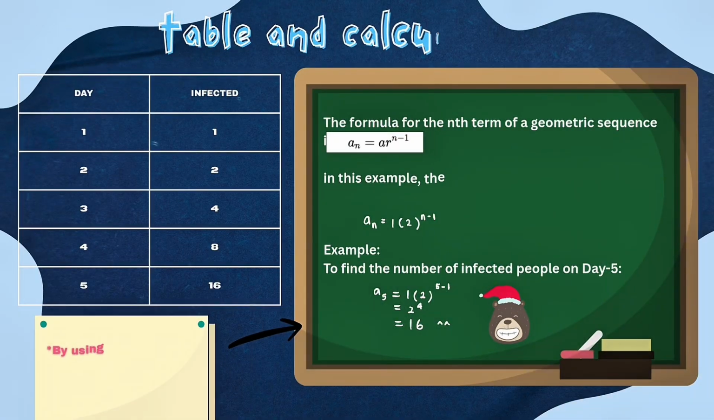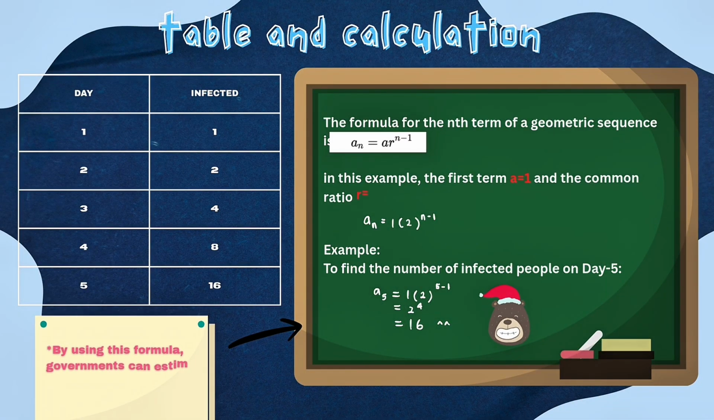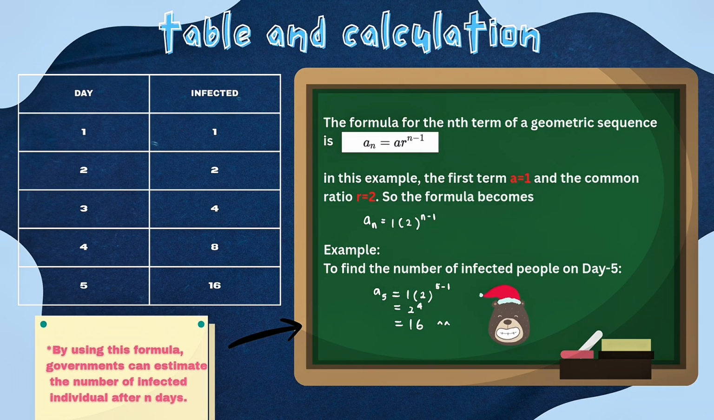From the table, we can see that the number of infected people doubles every day. On day 1, there is 1 infected person. On day 2, there are 2 people. On day 3, there are 4 people. And this pattern continues. Because the number is multiplied by the same value each day, this situation can be represented using a geometric sequence. The formula for a geometric sequence is a_n equals ar^(n-1). In this case, the first term is 1 and the common ratio is 2. For example, to find the number of infected people on day 5, we substitute n equals 5 into the formula. Then calculate, we get 16. This means there are 16 infected people on day 5. By using the formula, we can estimate the number of infected individuals after n days.